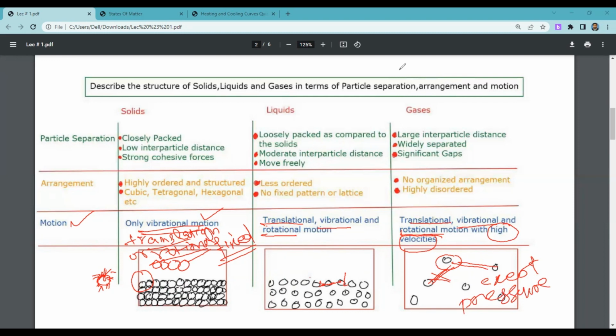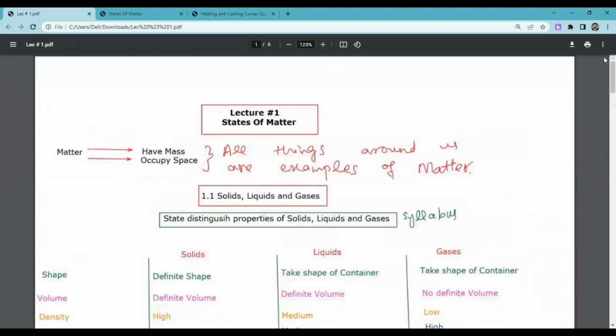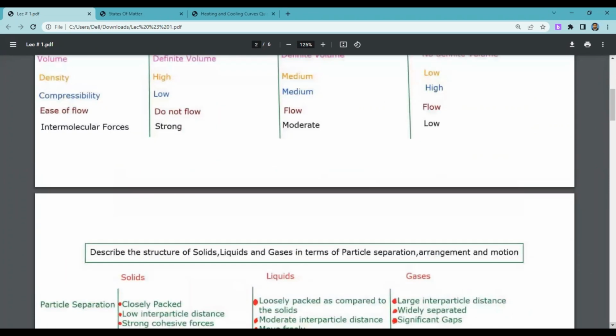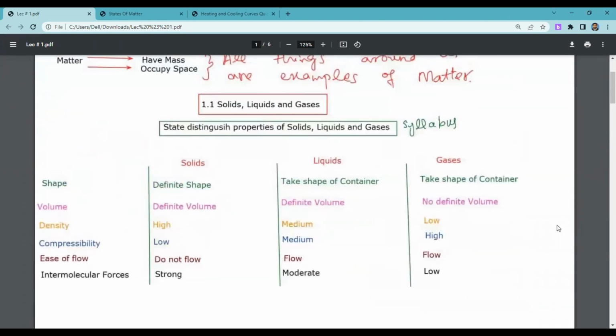Now I will come to the first thing that I skipped earlier, that is distinguishing properties of solids, liquids, and gases. As you know about the structure of solids, liquids, and gases, now it will be easy to distinguish and understand the properties of solids, liquids, and gases.